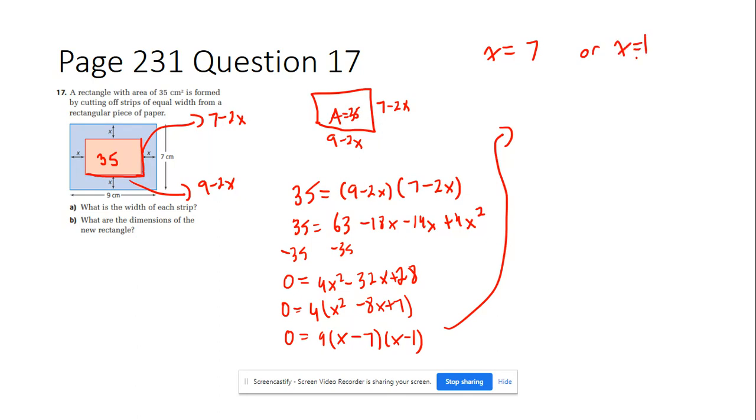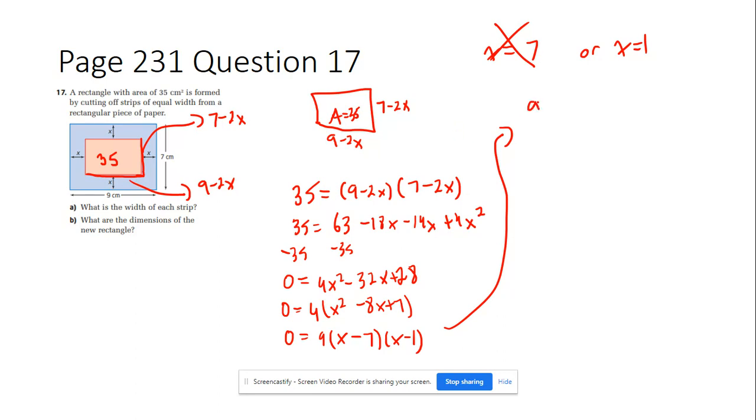Now, in this case, we actually have to exclude one of these solutions. Algebraically we've got two solutions, but is it possible for x to be 7 if this entire length here is going to be 7 as well? It's not, because if this is 7 and this is 7, that's 14. But if this is only 7 from here to here, that's not going to work. So we're going to exclude this solution, because it doesn't make sense in the context of this question.